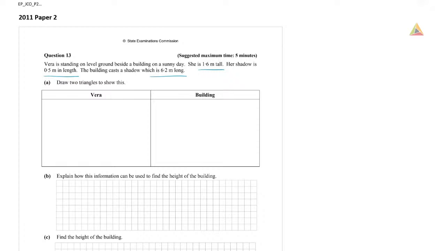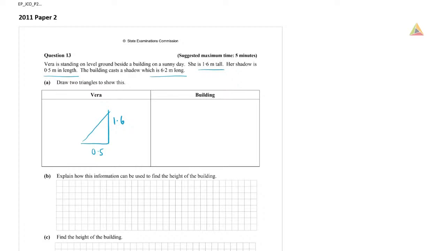Okay, so the first one there is Vera herself. So she's 1.6 meters tall. I'm going to draw it like this. So that's going to be 1.6. We'll say she's 1.6 meters tall. She casts a shadow of 0.5 meters in length. So this is her shadow. We're going to say that's 0.5 meters in length. And to draw your triangle, you just join up these two.